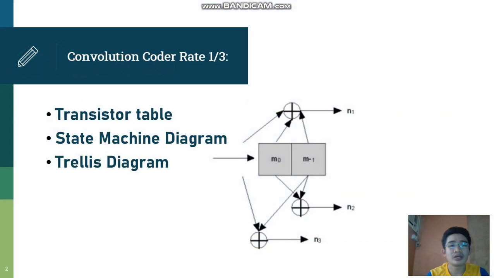Let's start. Convolutional coder, rate 1/3. The 1 is the input and the 3 is the outputs. The topics are the transition table, the state machine diagram or state diagram, and the tree-list diagram. In this picture, we can see that this side is the input side and these are the output side. There are three because of the rate. One is the input and the three is the outputs, and the M's are the current state.